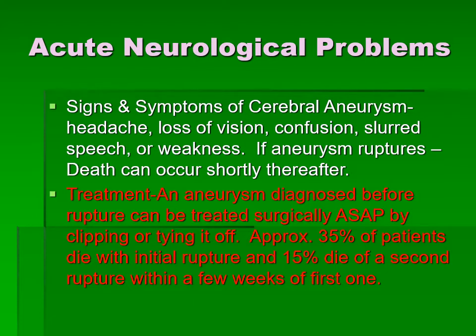35% of patients die with initial rupture, and 15% die of a second rupture within a few weeks of the first one. So like I said, multiple aneurysms usually occur within the same person. So finding one is probably more.